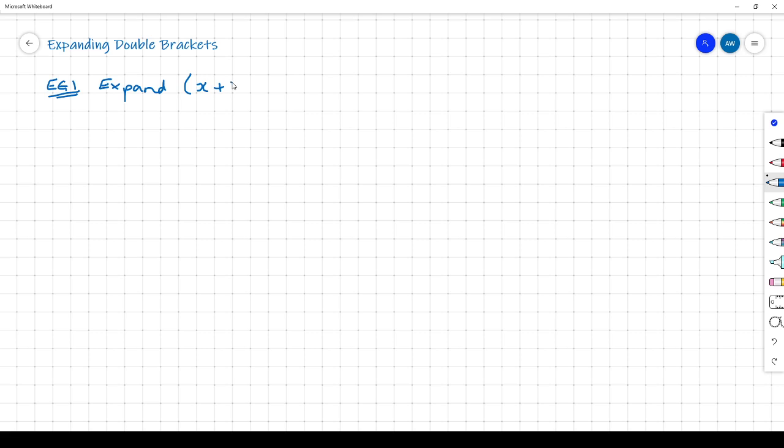This is the type of thing I'm talking about: x plus 1 multiplied by x plus 2. A nice straightforward example to start off with. Like before when we expanded a single bracket, anything outside a bracket, so if we had 7(2x plus 3), is multiplied by what's inside. That would be 7 times 2x, which is 14x, and 7 times plus 3, which is 21. That's the answer after we expanded that single bracket.